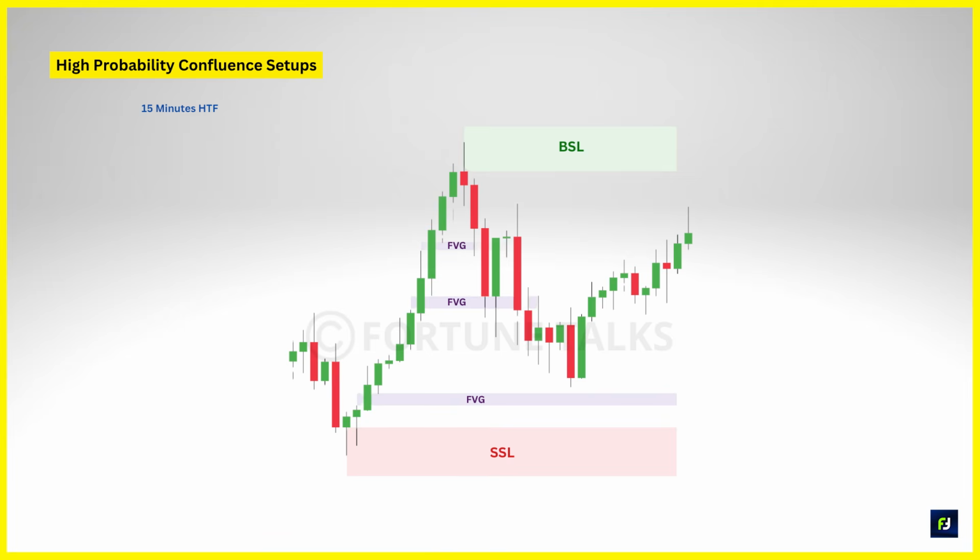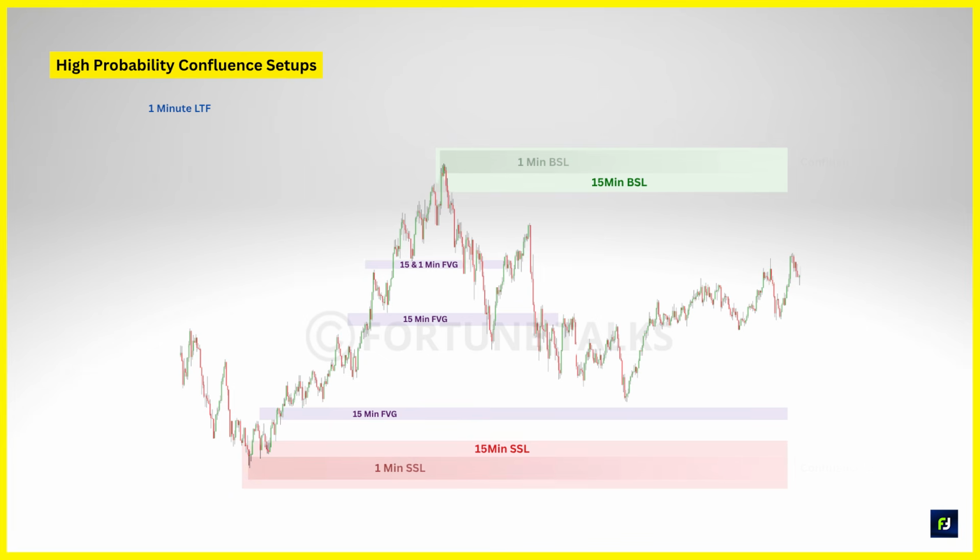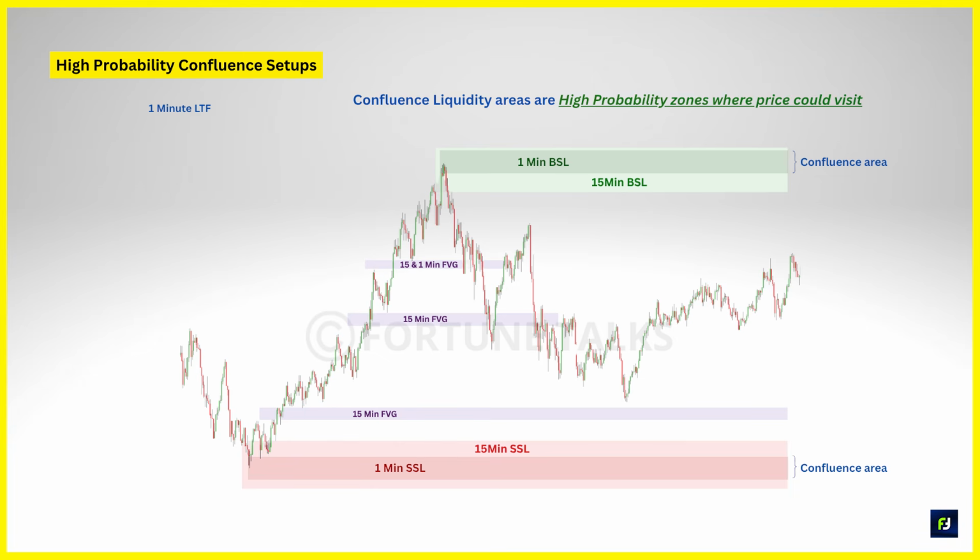But what is more powerful and extremely high probability is a confluence liquidity pool. The idea is simple. If a lower time frame liquidity pool overlaps with a higher time frame liquidity pool, then the chances of price returning to absorb this liquidity increases. Not only do the chances of a price visit become increasingly high, but also the trade entries can be refined by moving into the lower time frames.